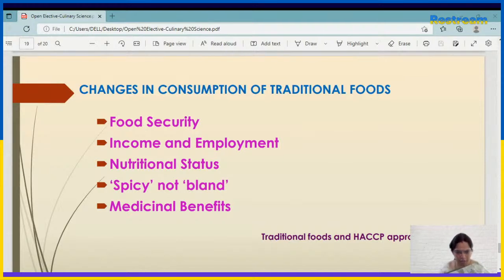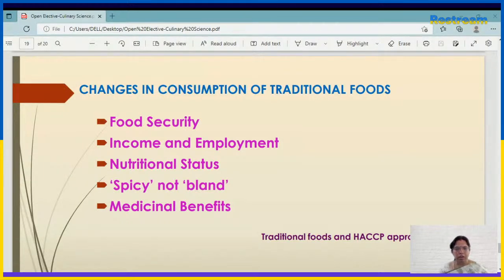Ready to eat foodstuffs. CFTRI and DFRL have developed many technologies for chapatis, pulao, khichdi, halwas, etc. And that is readily available in the market, and people are consuming that. So in traditional foods, a very important point is food security. So there are several options for preserving foodstuffs: drying, freezing, canning, pickling, etc.